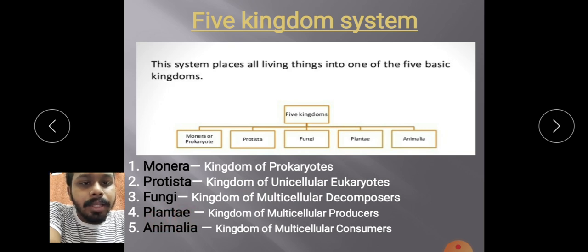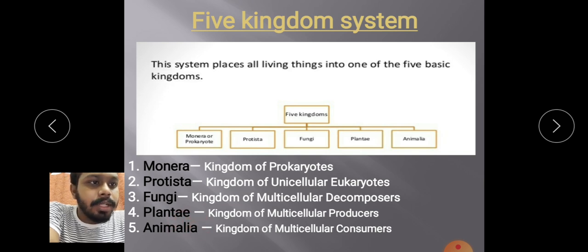And the last group, Animalia, is the kingdom of multicellular consumers. All the multicellular consumers are present in Animalia, who are heterotrophs, so they cannot make their own food. They cannot perform photosynthesis. So they are Animalia.